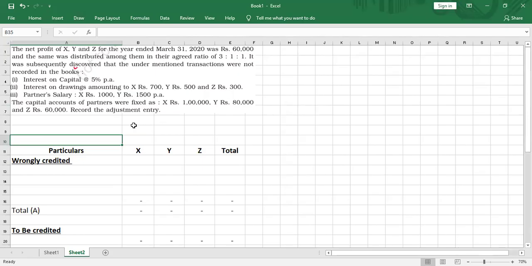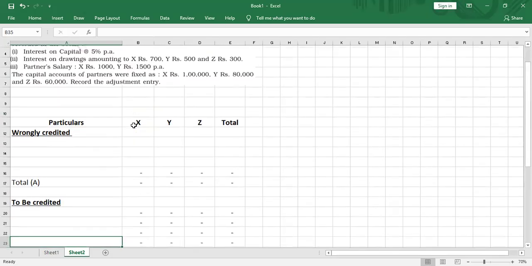The question starts like this: the net profit of X, Y, and Z for the year ended 31st March 2020 was rupees 60,000, and the same was distributed in the agreed ratio 3:1:1. It was subsequently discovered that the undermentioned transactions were not recorded in the books. Interest on capital at 5%, interest on drawings 700, 500, 300, partner's salary 1,000 and 5,500 per annum for X and Y. The capital accounts of the partners were fixed as X 1 lakh, Y 80,000, and Z 60,000.